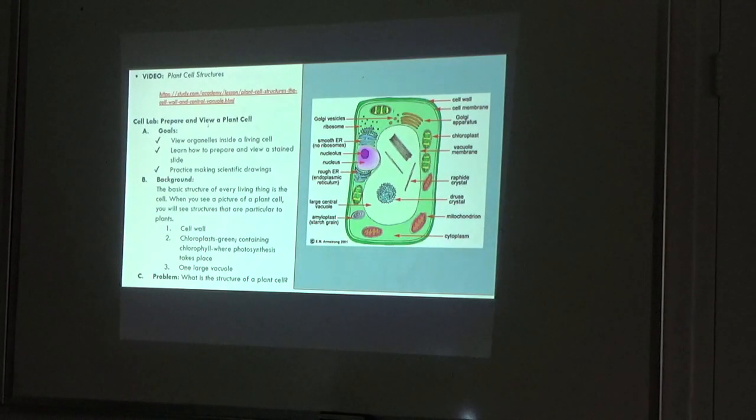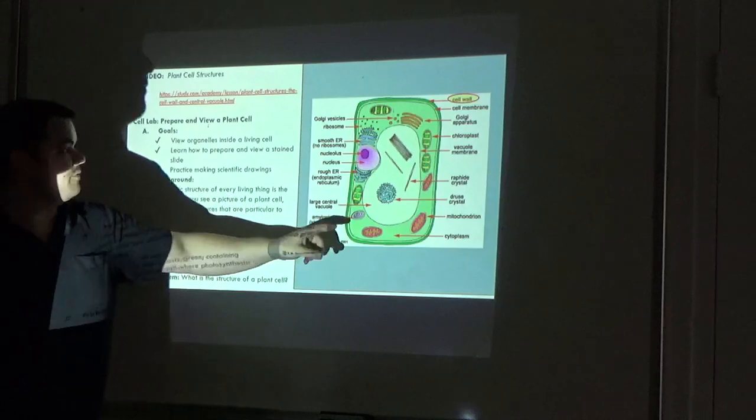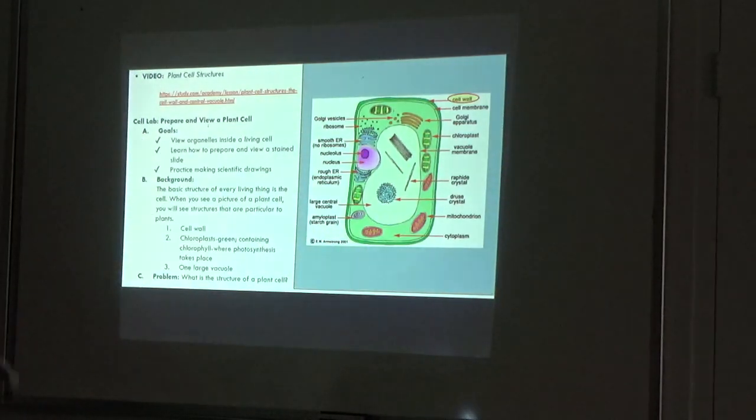So, the main things you're going to be looking for: some of these we will not be able to see at all. But one of the main things we're going to try to identify is the cell wall, which is pretty easy. It's not hard to spot. And we're going to try to identify chloroplasts as best we can. We may not be able to see them in these, but we will hopefully be able to see them. So that's one thing you want to know, what a chloroplast is, and we can look that up later.